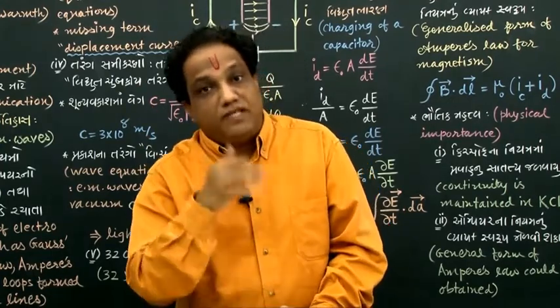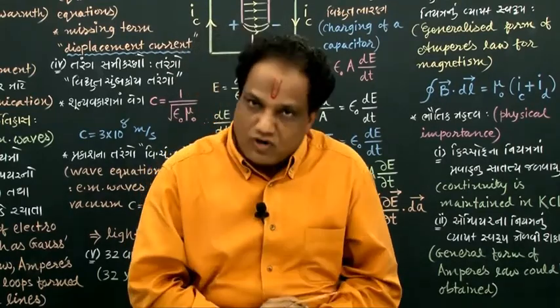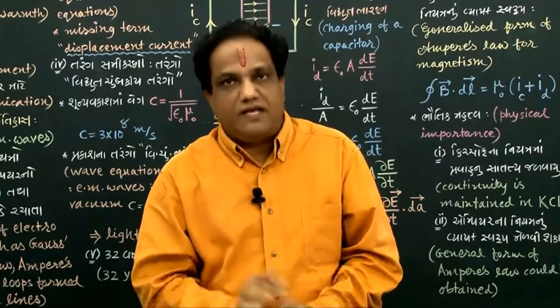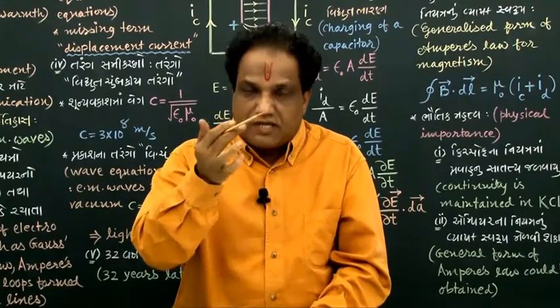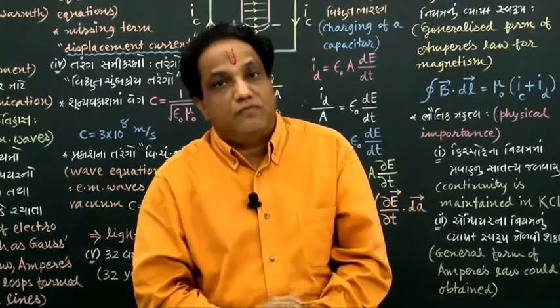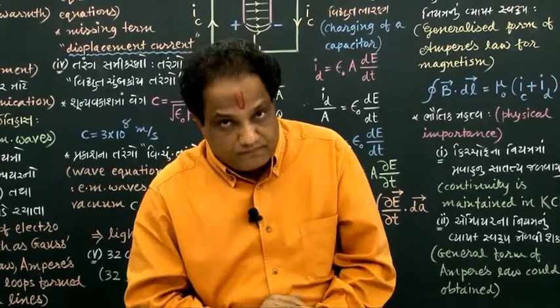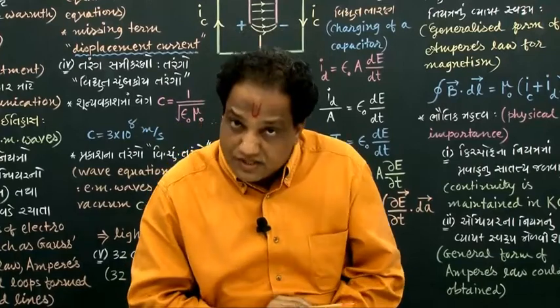And what can be that missing term? Mr. Maxwell had found out that term, and he had added that term, and he had made that equation complete. That missing term, which was later found out by Mr. Maxwell, was given a specific name. That specific name is displacement current.